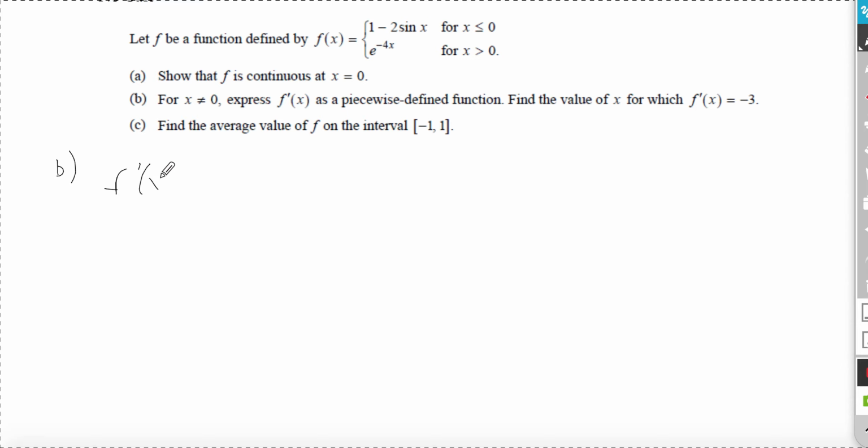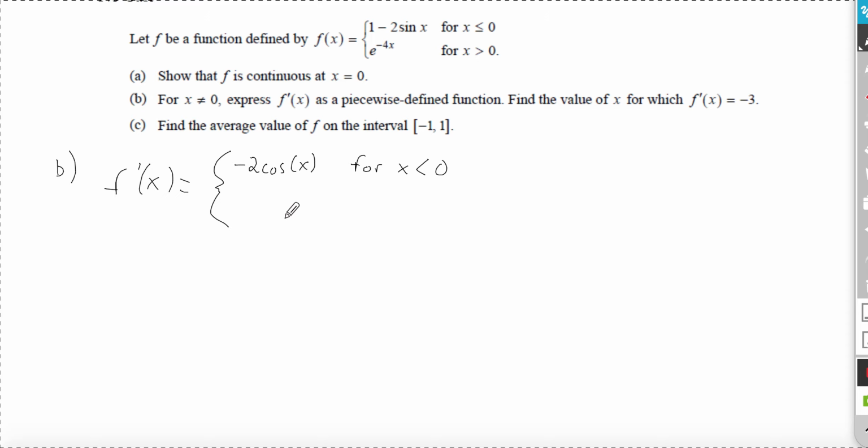So f prime of x is going to be equal to, what's the derivative of 1 minus 2 sine of x? Well, the derivative of 1 is 0. The derivative of negative 2 sine of x will be negative 2 cosine of x. And this is going to be for x less than 0. I got rid of the equal sign because we're not going to include when x equals 0. It says so in the problem, but also we'll have a non-differentiable element there if you wanted to investigate that. So I'm taking off the equal sign because they don't include when x is 0.